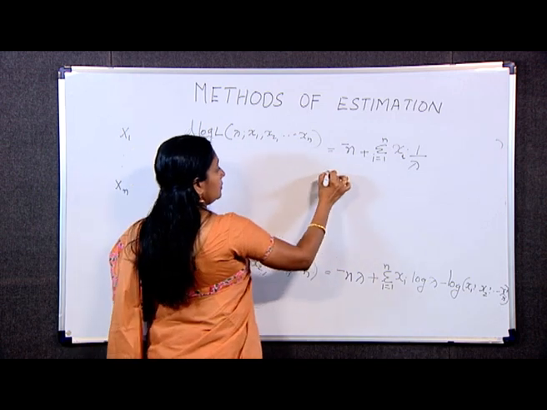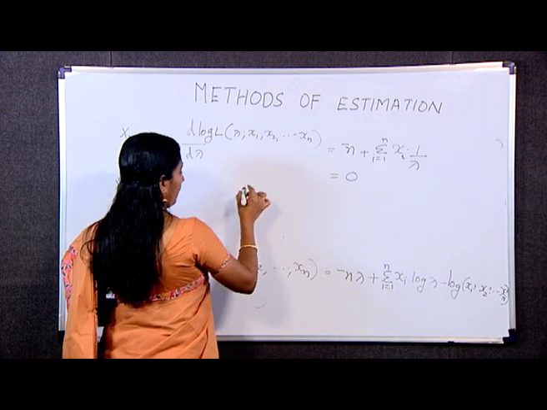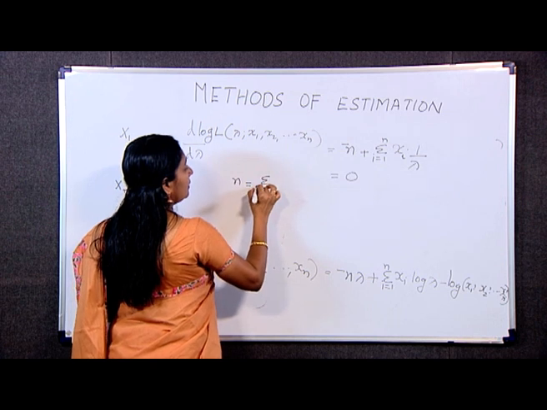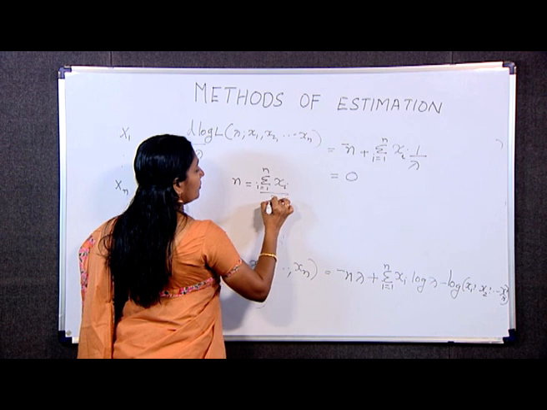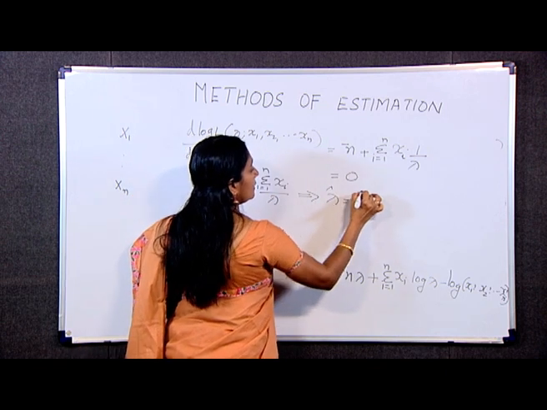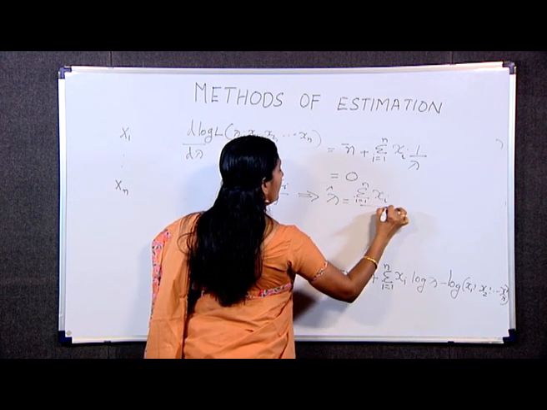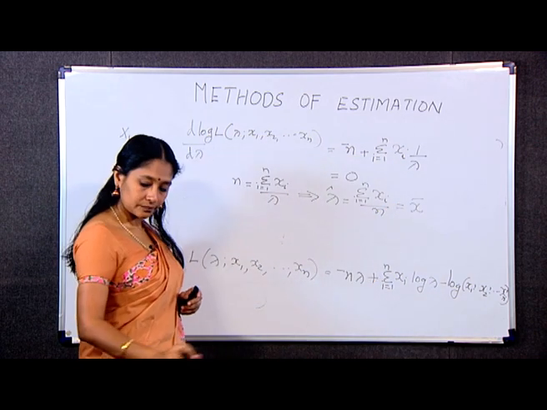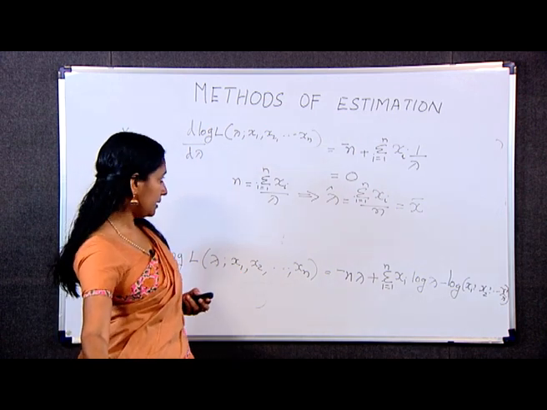So, this first order derivative equal to 0 implies n is equal to summation i is equal to 1 to n xi divided by lambda, and hence lambda hat is equal to summation i is equal to 1 to n xi divided by n, and it is our sample mean x bar.